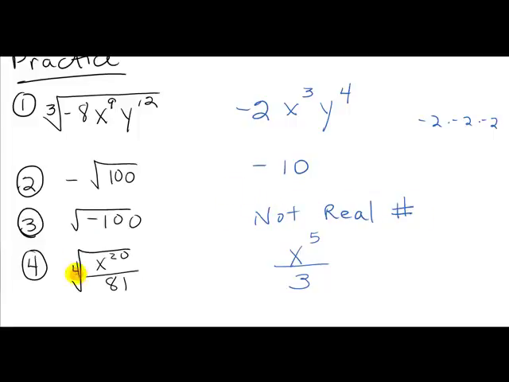Here we have the fourth root. 20 divided by 4 is 5, and 81. 3 times 3 times 3 times 3 is how we get this answer.